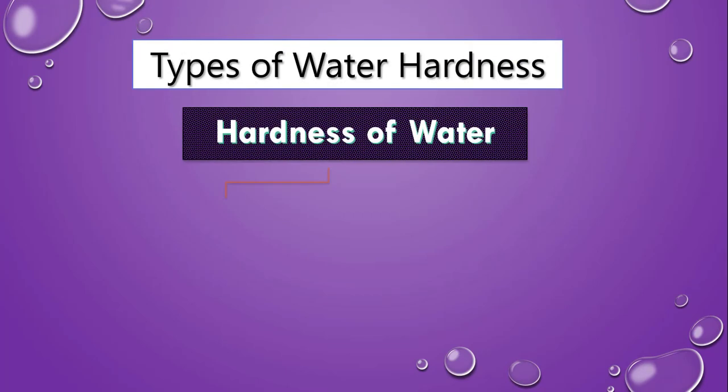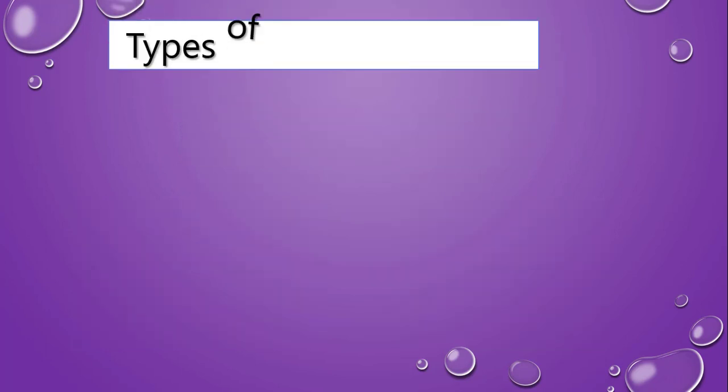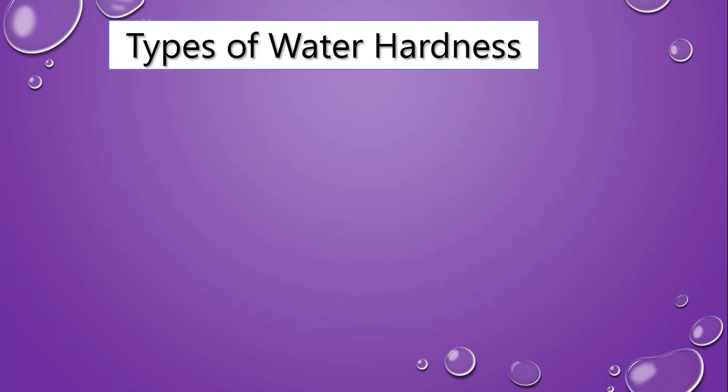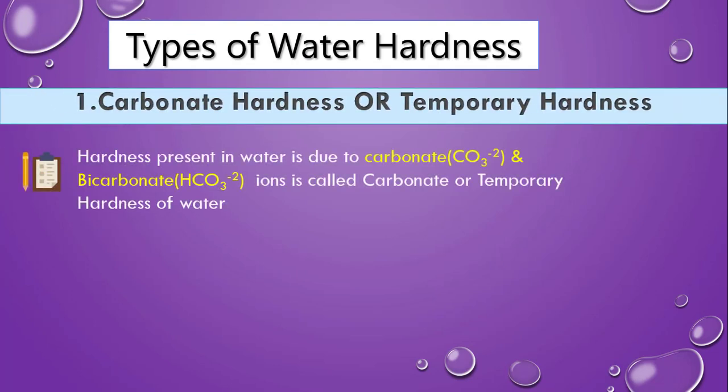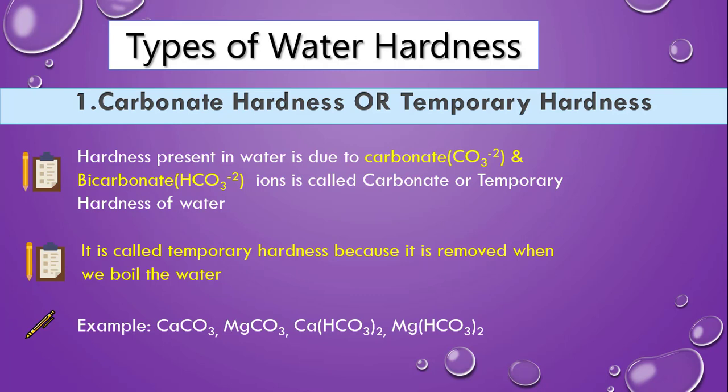Water hardness is divided into two parts: carbonate hardness or temporary hardness, and non-carbonate hardness or permanent hardness. First we understand carbonate hardness or temporary hardness. Hardness present in water due to carbonate and bicarbonate ions is called carbonate or temporary hardness, and it is called temporary hardness because it is removed when we boil the water. Examples of temporary hardness are calcium carbonate, magnesium carbonate, calcium bicarbonate and magnesium bicarbonate.